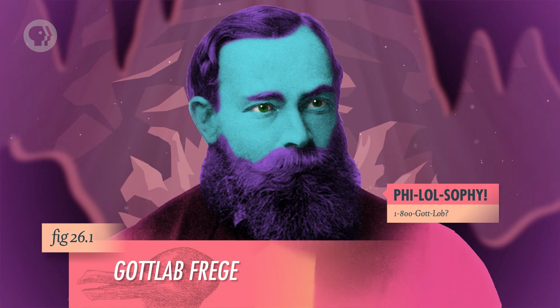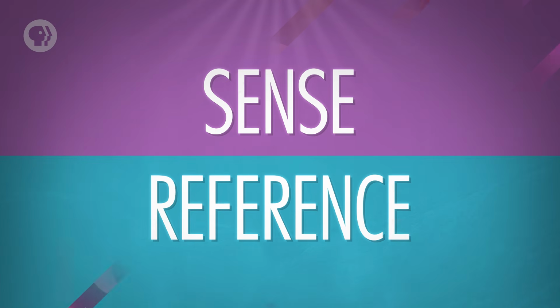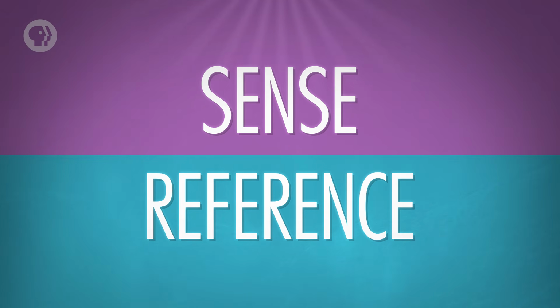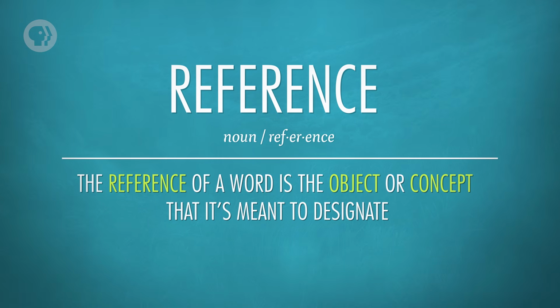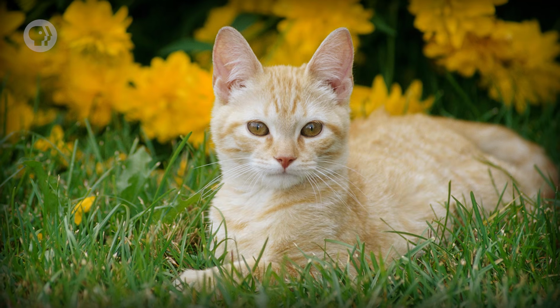The naive understanding of what words mean is just that they're whatever the dictionary says. But we know that's not totally true. Think about the difference between words like cat, kitty, mouser, and feline. Early 20th century German philosopher Gottlob Frege helped parse out this difference by drawing a distinction between what he called sense and reference. The reference of a word is the object or concept that it's meant to designate. The reference of all of these words is this.